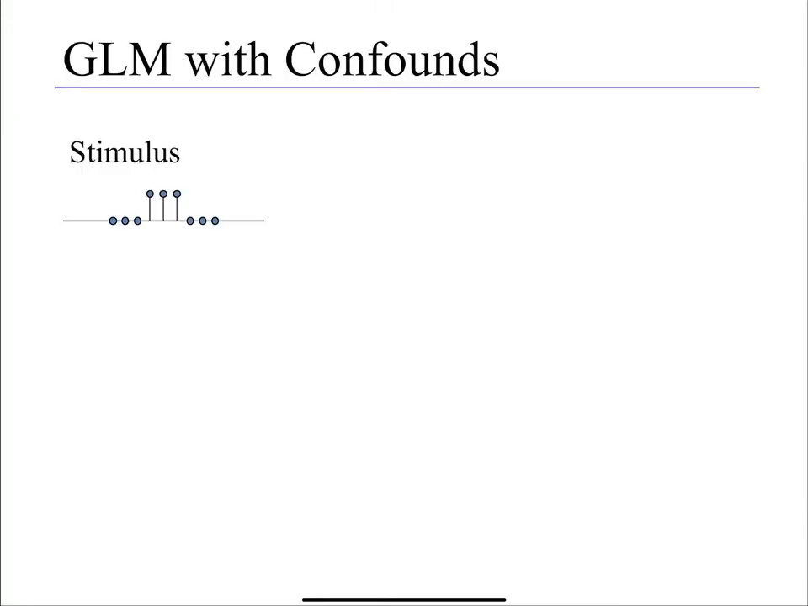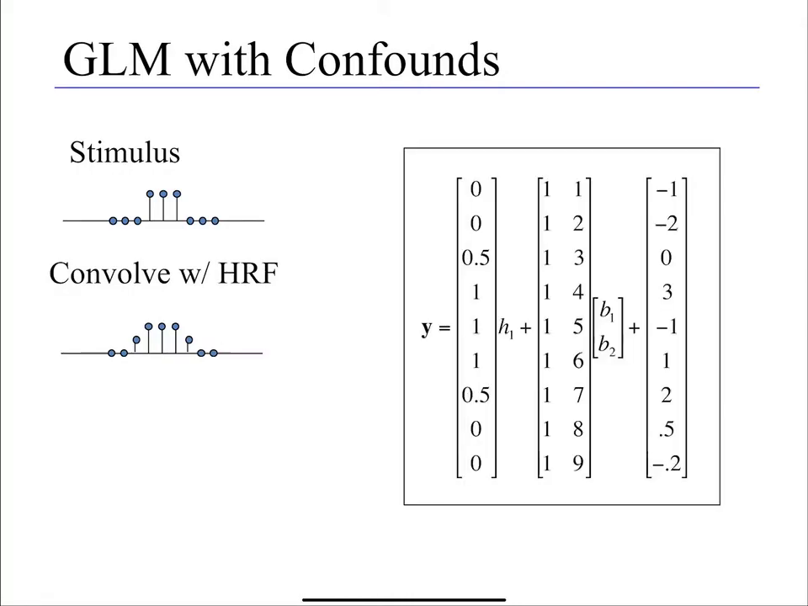Okay, so let's look at the GLM with confounds. So for example, in this case, I have my stimulus, I've convolved it with an HRF. This is some older slides, but this is essentially the design matrix I care about. This is the part that is my nuisance regressors. Okay, and in this case, I have a term of all 1s, and then this term is a linear trend. It just goes from 1 to 9.